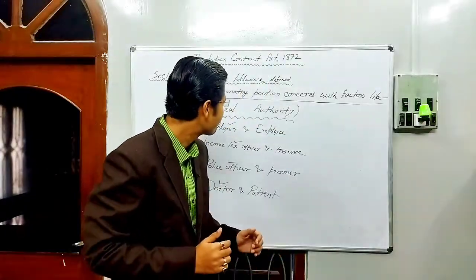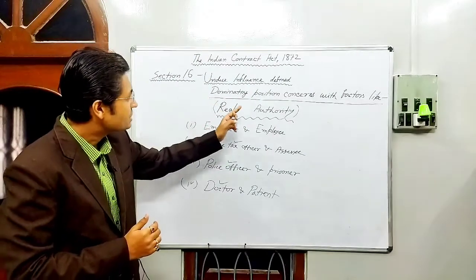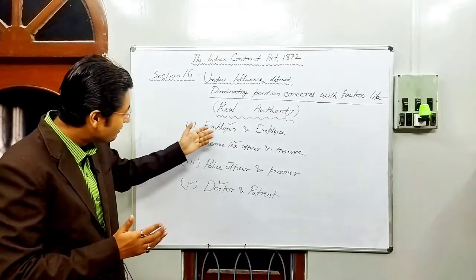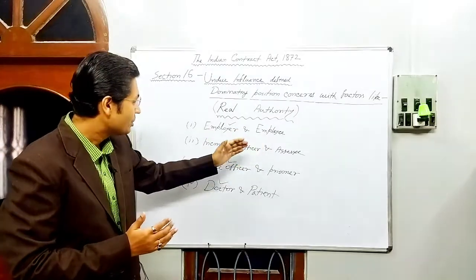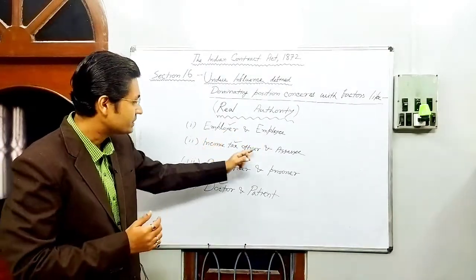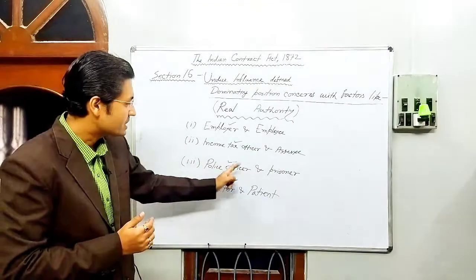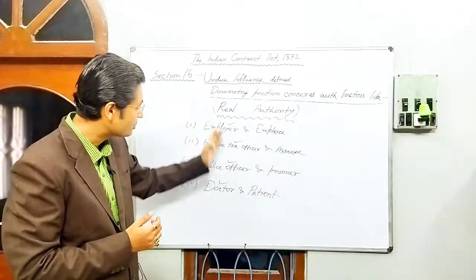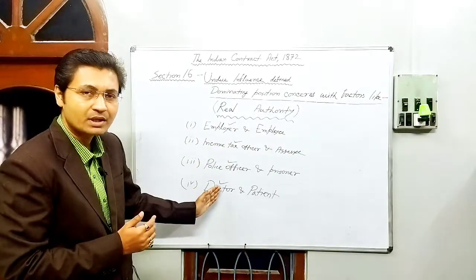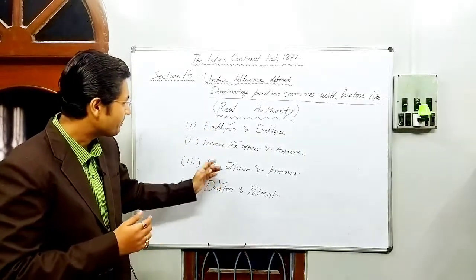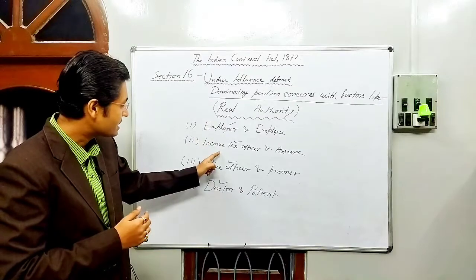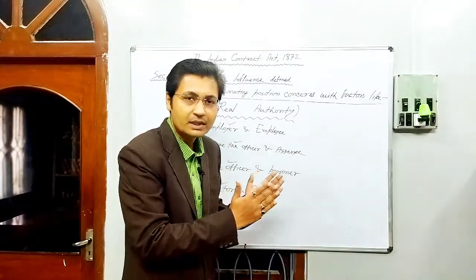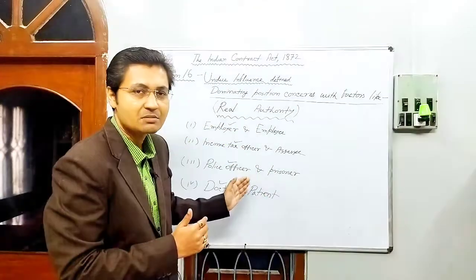So, let us have a look at the dominating position concerned with the factor, that is, first, the real authority: employer and employee, as I have stated, income tax officer and assessee, police officer and prisoner, and doctor and patient. I have given the tick mark. So, these are the persons who are in the dominating position: employer, income tax officer, police officer, doctor. They are holding the dominating position in these circumstances.